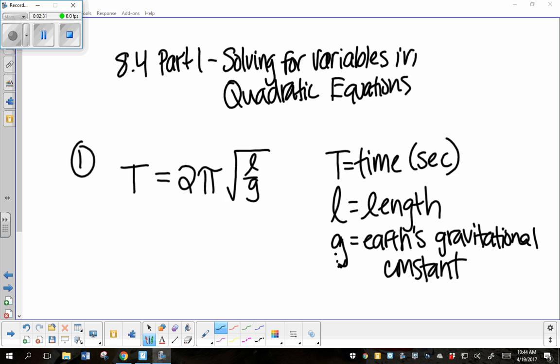So this is the time it takes for a pendulum to swing back and forth. You can plug in the length of the swing. You can plug in Earth's gravitational constant. Or if you were on the moon, you could plug in the moon's gravitational constant and see how long it takes the pendulum to swing on the moon.